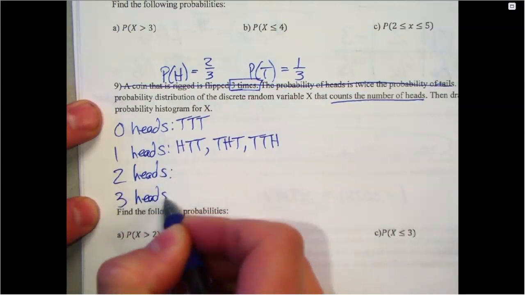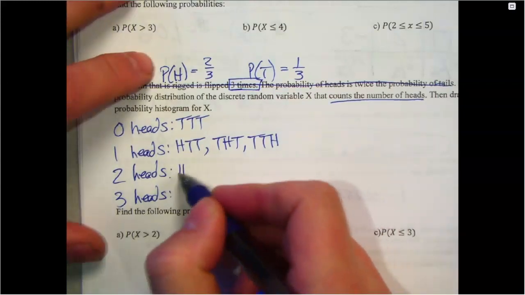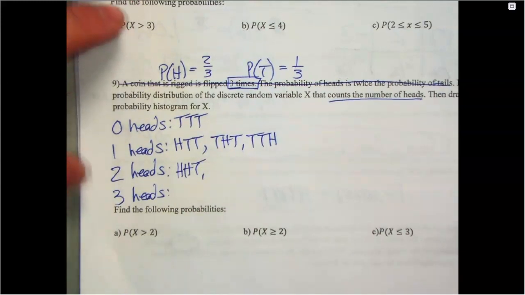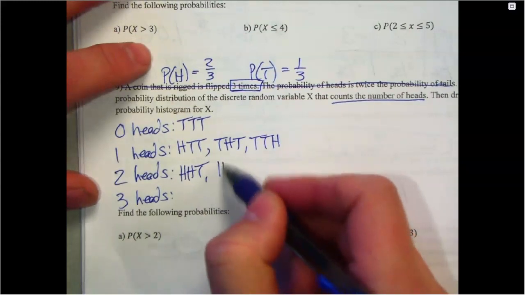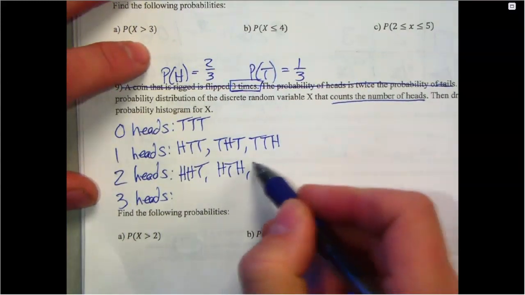Two heads, somebody besides Gavin, give me a sequence that would give me 2 heads. Heads, heads, tails. Somebody besides Gavin and Zach. Participation. Somebody else. Tails, heads, heads.